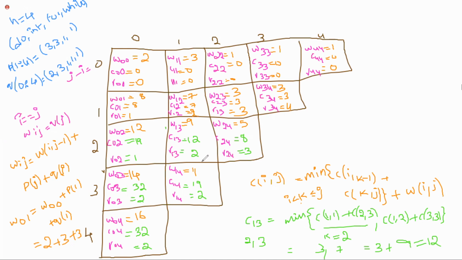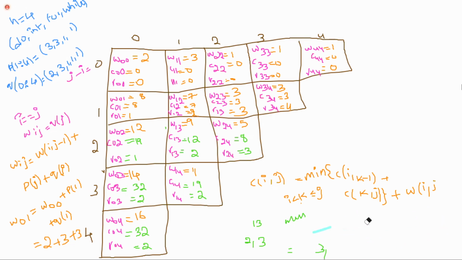Is it clear? 31? Yes, ma'am, got it. Now we'll see the remaining also. I'll explain the remaining also, ma'am. Still, those who are having doubts, you can observe. Next I am telling you C24. C24 is equal to the minimum of, what are the possibilities for k? k is greater than i, so it is 3, and less than or equal to j, so it is 4.